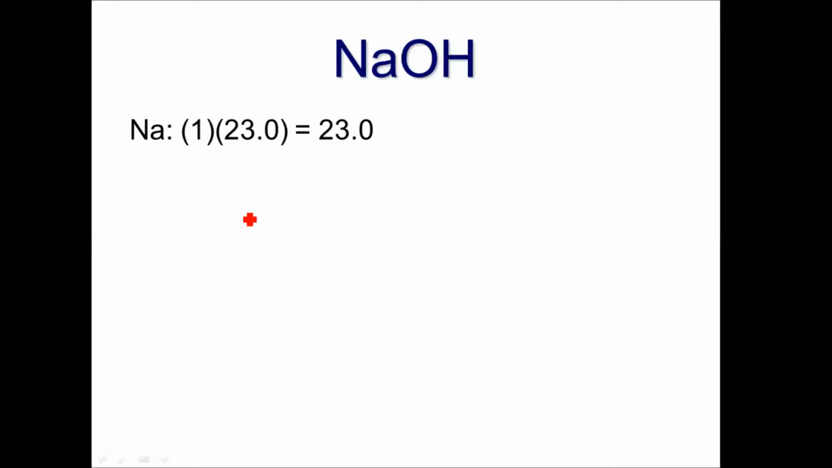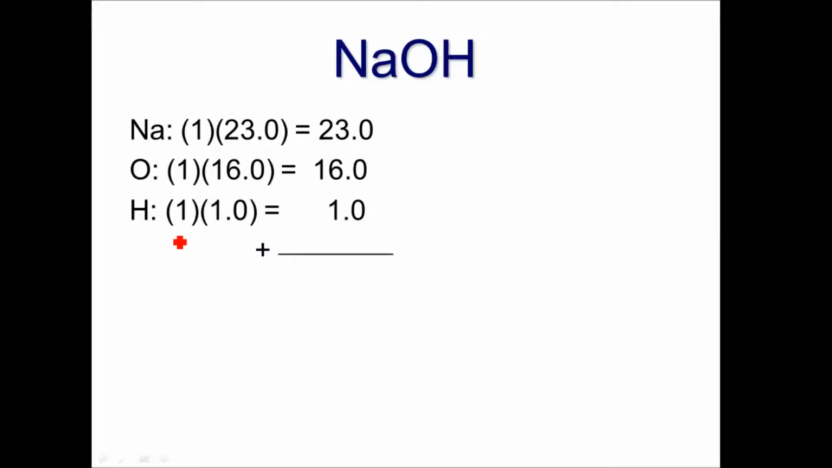Let's take a look at this one right here. We have 1 sodium, multiply it by its atomic mass from the periodic table. You get 23. We have 1 oxygen, multiply it by 16, and you get 16.0. And we have hydrogen, which is 1 of them, multiply it by 1 from the periodic table, and I get 1. Add those up, and I get 40.0 grams per mole. Now, when you do this, the sig fig rules apply. Okay, so kind of keep that in mind for the sig fig rules. They do apply here.